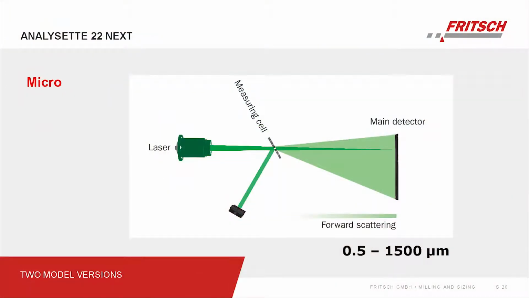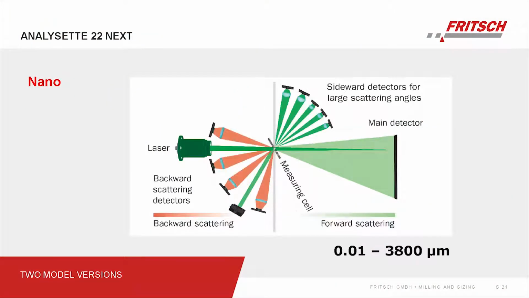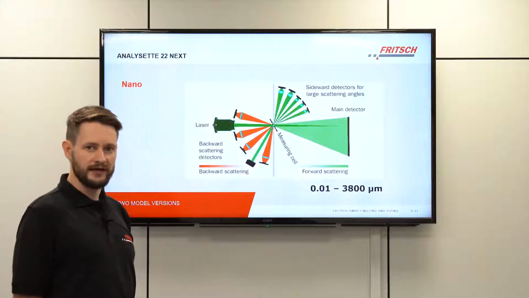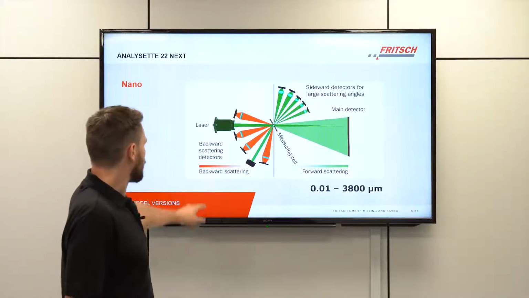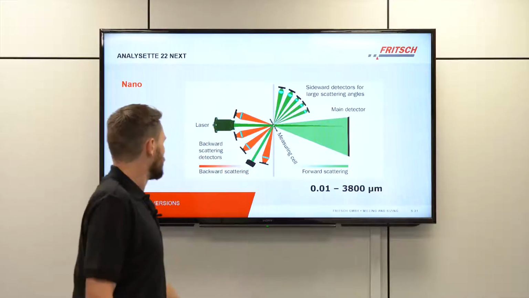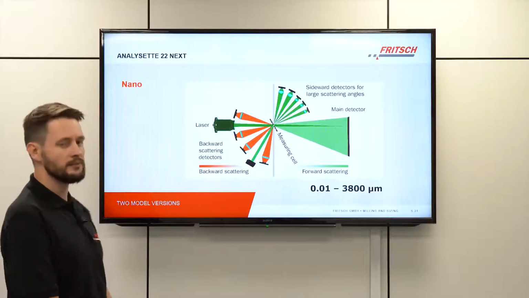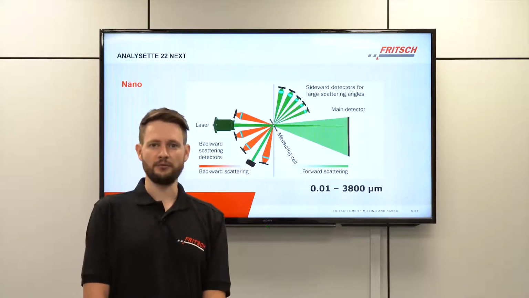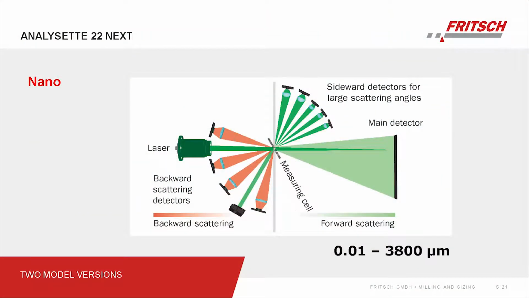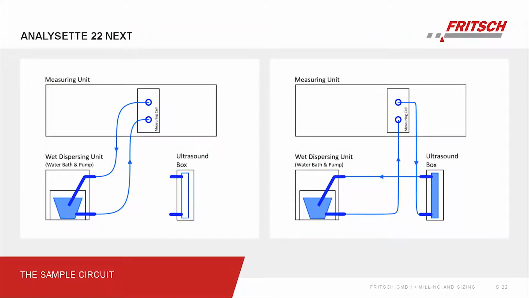And the changes that come when we talk about the full-blown version, the Next Nano, would be the additional detectors, which you can see here, especially for the aforementioned big angles. You see 5 detectors up there, which are responsible for detecting large scattering angles. And then, of course, for backward scattering, we also have 4 additional detectors, which decrease our lower limit to around 10 nanometers.